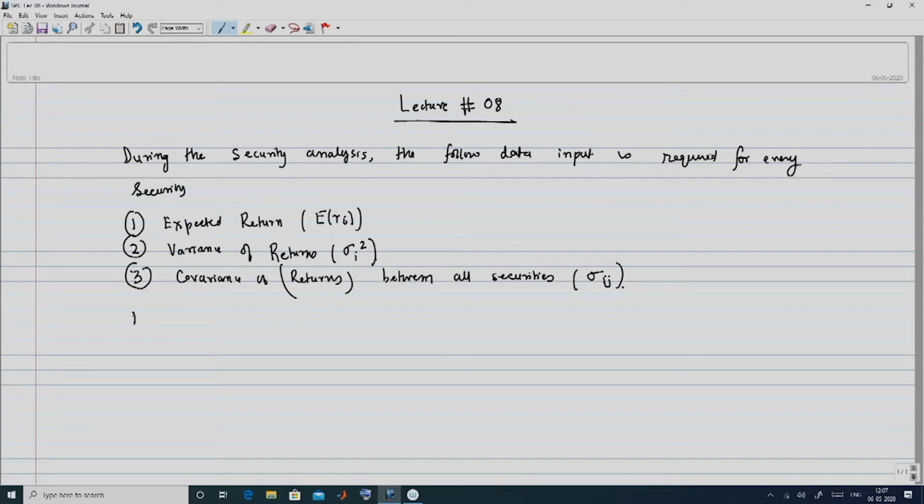So, we will begin with the discussion on the tools for portfolio analysis. And the first topic that we will look at is what are known as portfolio weights.